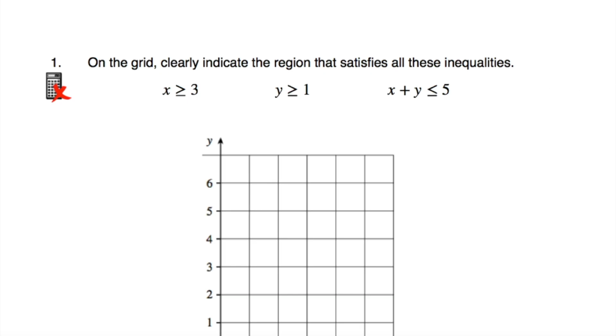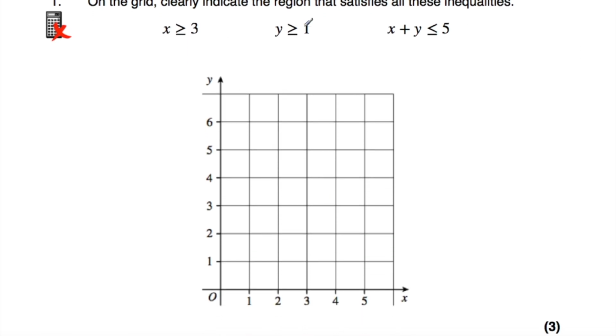So here we've got our grid, and we need to indicate on this grid the region that satisfies all three of these inequalities. Our first inequality is x is bigger than or equal to 3. On the grid, it'd be all the points where the x coordinate is bigger than or equal to 3. For instance, 5 across 1 up would work because the x coordinate is 5. 4 across 6 up works, since the x coordinate of 4 is bigger than or equal to 3. 3, 4 works too, because the x coordinate is 3. But the point 2, 1 wouldn't work because the x coordinate is only 2. So the points that would satisfy that are all these points over here, where the x coordinate is bigger than or equal to 3.